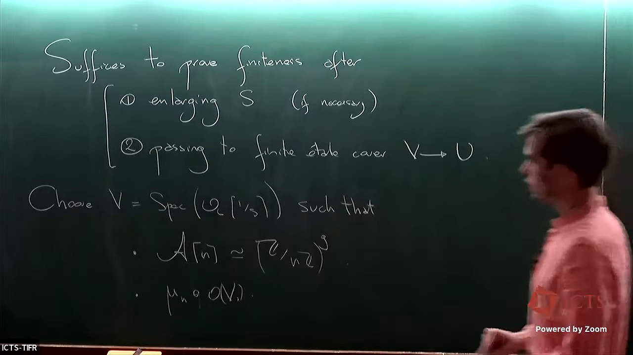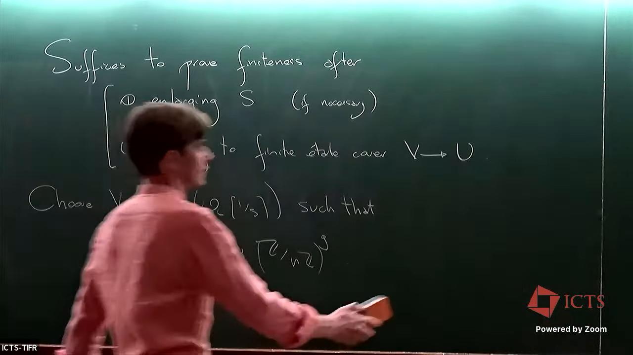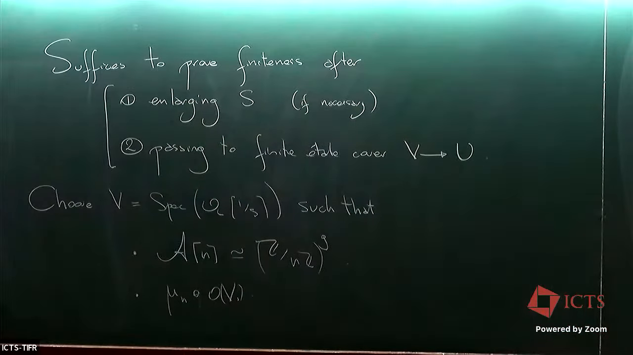Okay, now once we've done that, showing that the étale cohomology group with values in A[n] now just becomes showing that the étale cohomology with this finite group scheme Z/nZ is actually finite.